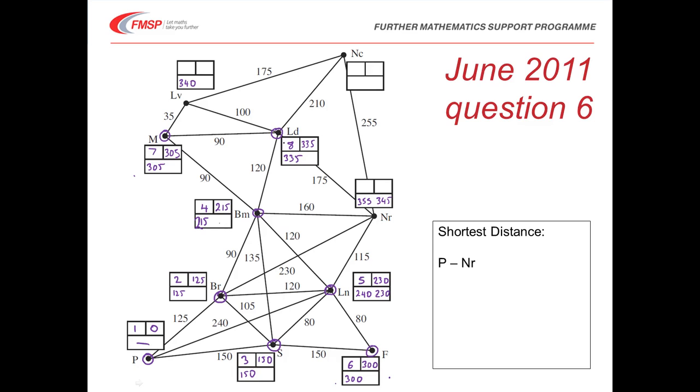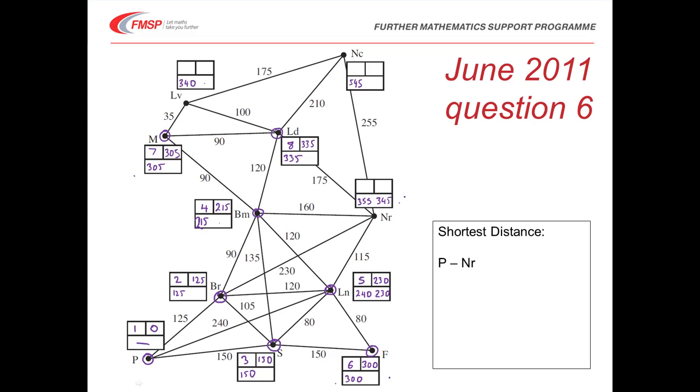Okay, 335 plus 100 is 435. Nope, I don't need to write that one in at LV. 335 plus 210, that's a new box. I will have to write this in. It's 545. And from here to NR, 335 plus 175, 510. No, that's too big. There's already a better value in there.